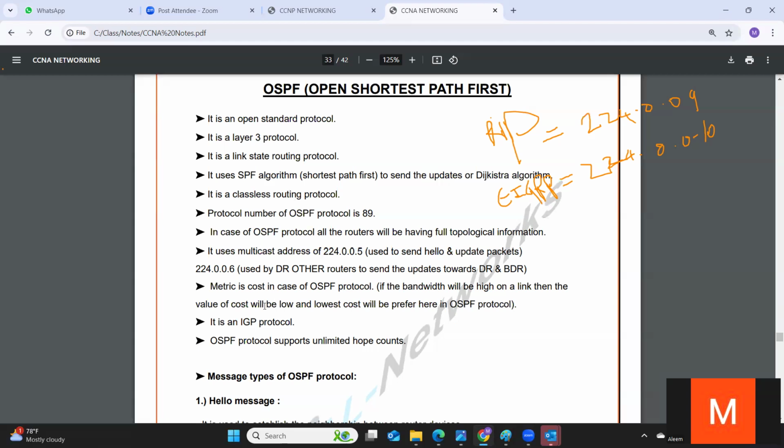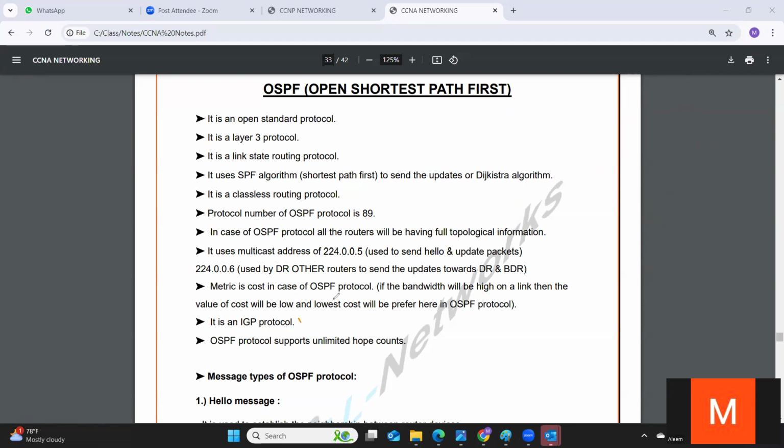OSPF uses cost as its metric, and for the metric calculation we have the formula 10 to the power of 8 divided by the interface bandwidth. So this is the formula: 10 to the power of 8 by bandwidth. How we get it, I'll discuss.